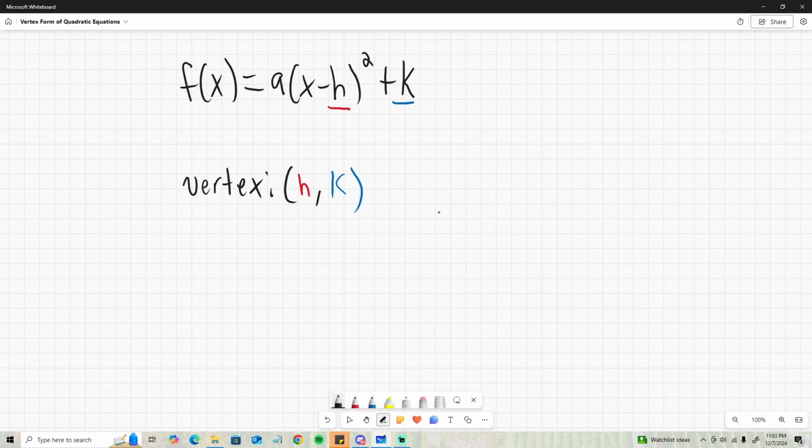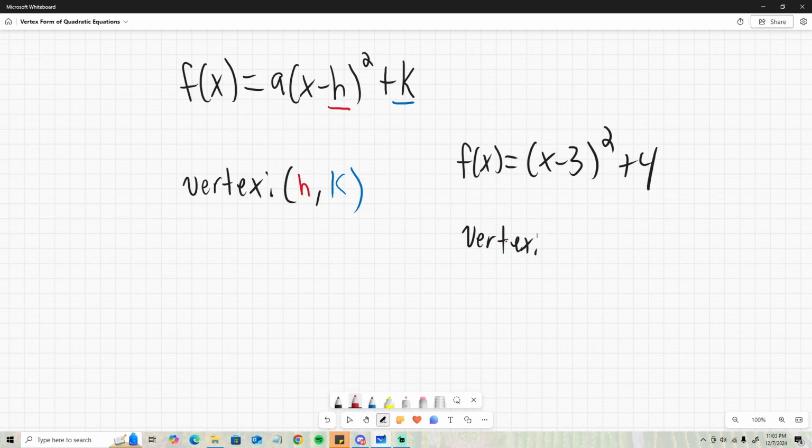So if given the equation f of x is equal to (x minus 3) squared plus 4, my vertex is just going to come straight from this. It's going to be my x, comma y, my h, k. So my vertex is going to be 3, 4. Now, some of you might be asking, where did the negative go? Why did the negative here not carry over into my vertex?